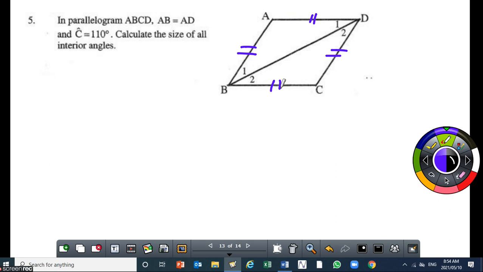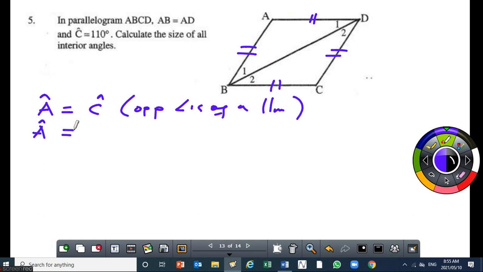Angle C is 110. Calculate the size of all the interior angles. First, I'll just say angle A is equal to angle C because they are opposite angles of a parallelogram. Okay? So my angle A is going to be equal to 110 degrees. So here, I want to calculate all the interior angles. Once I get this angle here, and I'm given that one, to carry on, it is my choice. The interior angles that we are trying to calculate here are the interior angles of the parallelogram. But we can go further and calculate B1 and B2 and so on. So let's calculate.